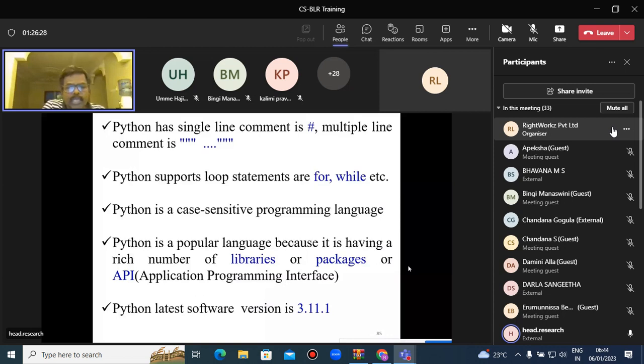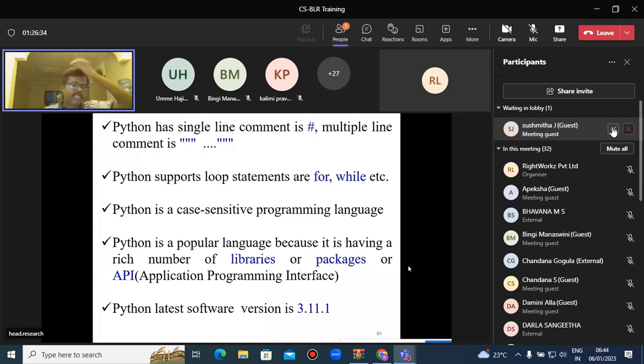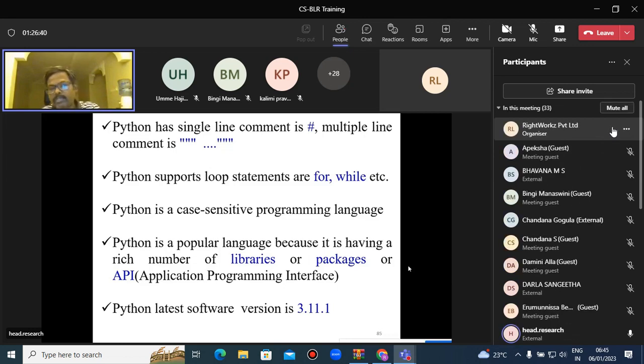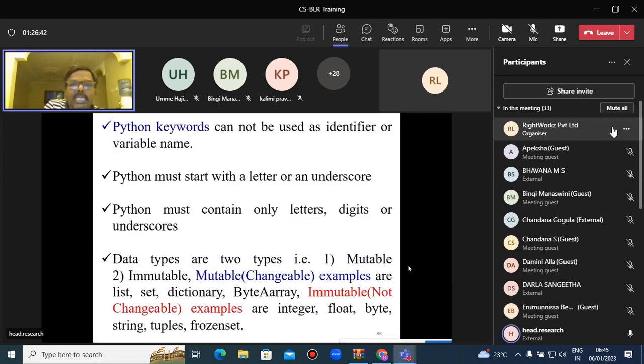Python is a popular language because it has a rich number of libraries or packages or APIs, application programming interfaces. Python's latest software version is 3.11.1. Python keywords cannot be used as an identifier or variable name. An identifier must start with a letter or an underscore. It must contain only letters, digits or underscores.